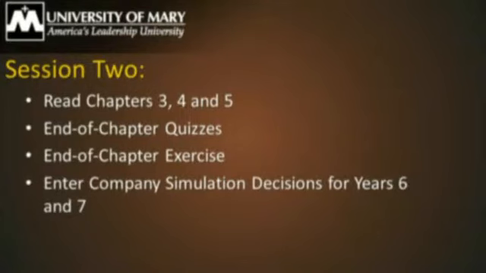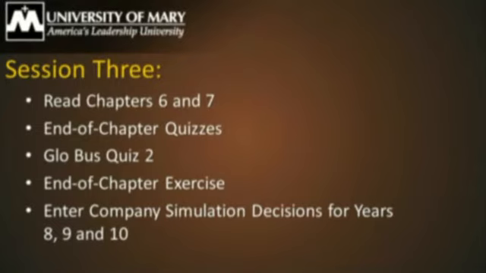For Session 2, you'll read Chapters 3, 4, and 5 and complete the end-of-chapter quizzes for those chapters. You and your co-managers will be completing the end-of-chapter exercises and entering your company simulation decisions for years 6 and 7. The company simulation decisions now count towards your grade.